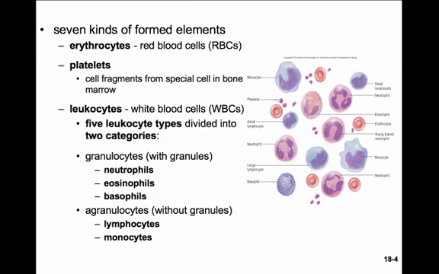The first category are the granulocytes. Those are cells with granules. They include the neutrophils, the eosinophils, and the basophils. Then there are the agranulocytes. Those are cells without granules. Those are the lymphocytes and monocytes. We'll be exploring the roles of these in much detail as we progress through the next few chapters.